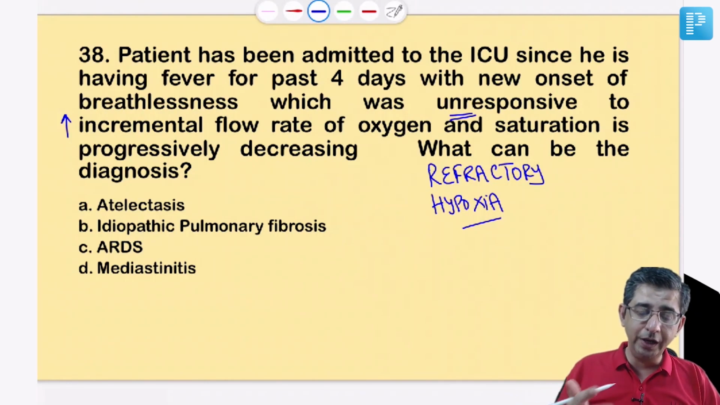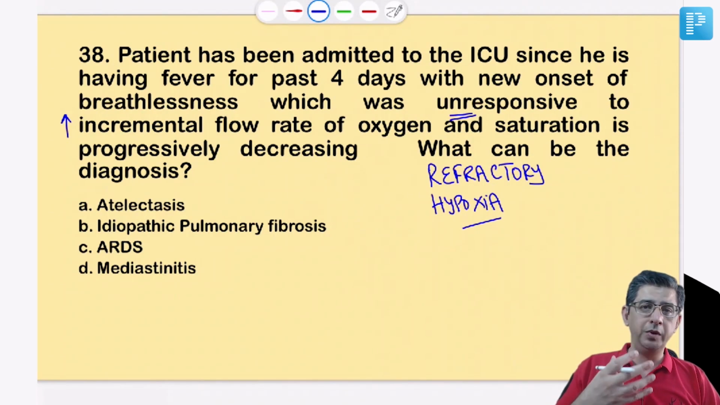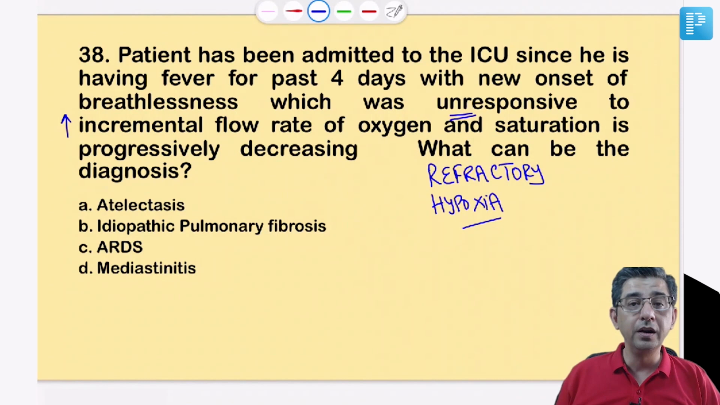Now, when it comes to atelectasis, the management of atelectasis would be chest physiotherapy, percussion devices, and supplemental oxygen. It responds to oxygen. Atelectasis responds to mobilization of the patient: make the patient sit up in the bed, give him supplemental oxygen. The basal lung segments will once again start getting ventilated.